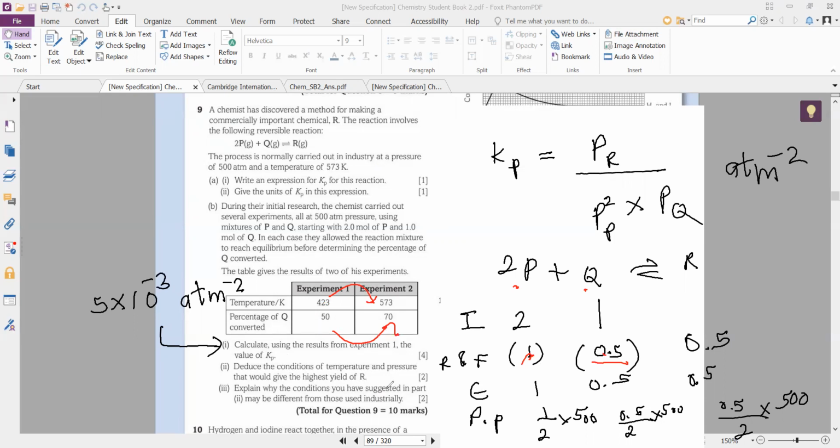Explain why the conditions we have suggested in part 2 may be different from those used in industry. Yes, to generate high temperature, you need large amount of energy. So moderately high temperature will be used. To generate high pressure, again you need high energy, and you need to use special containers to withstand high pressure. So that is expensive.